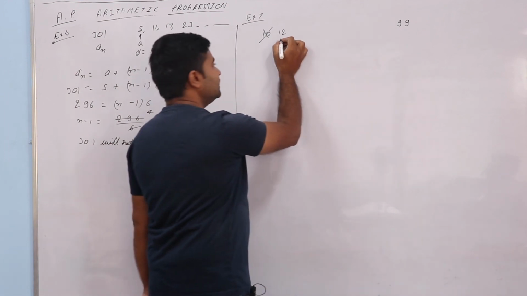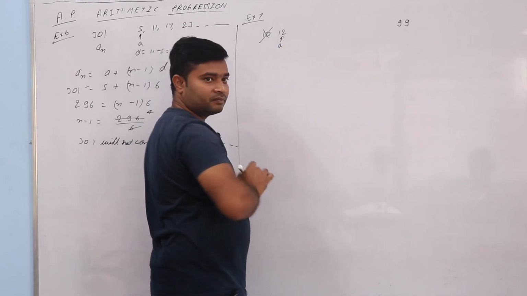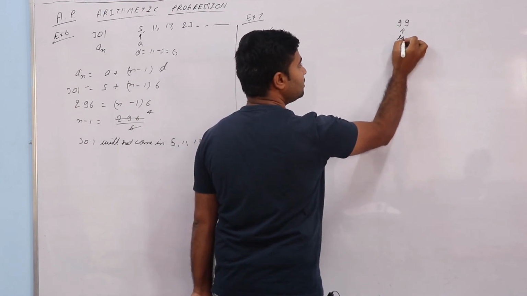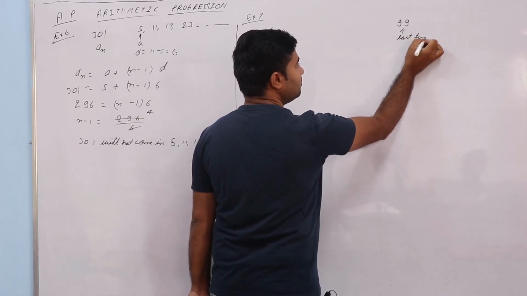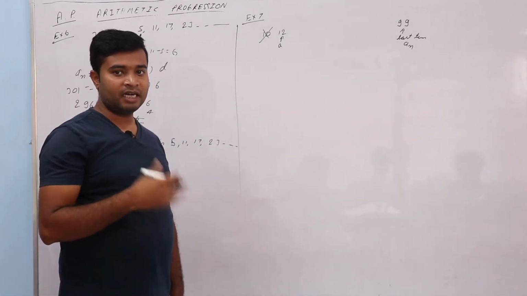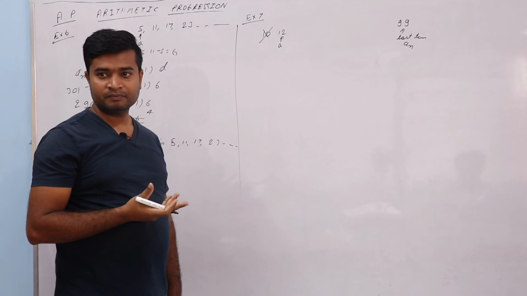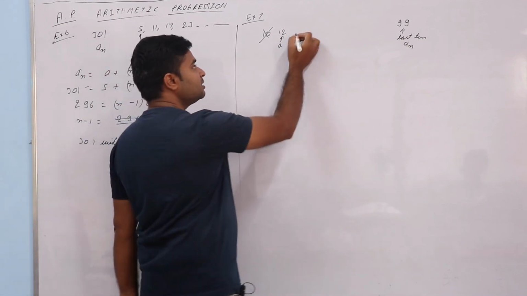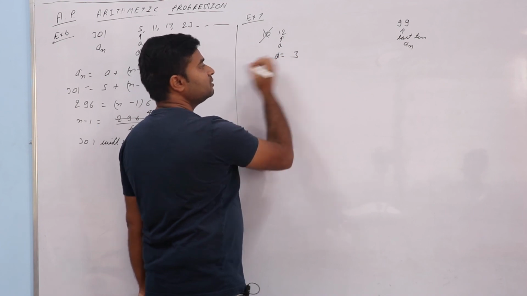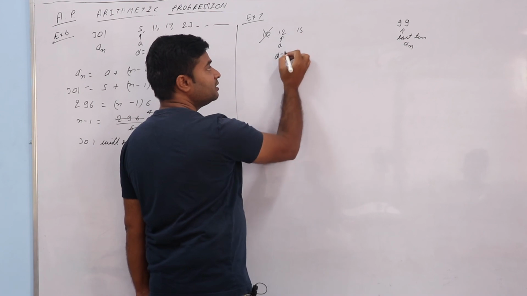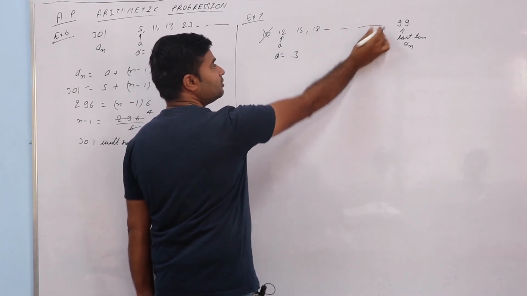So 12 becomes your first term, and 99 becomes your last term, that is an. And it is a multiple of 3, because it is divisible by 3, so multiple of 3. Multiple of 3 means d is equal to 3. What will be the next term? 15. Next term? 18. Like that you will get.